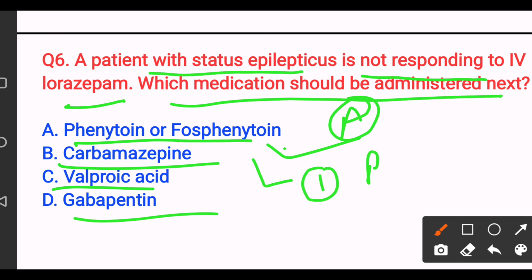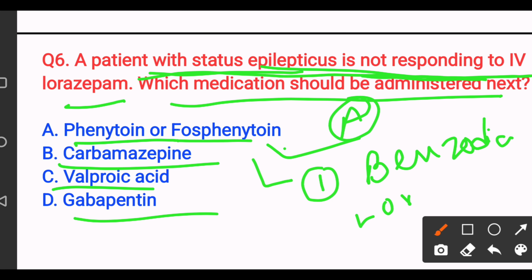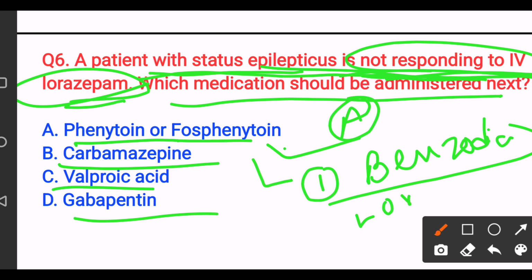In the status epilepticus protocol, first we have to give benzodiazepines like lorazepam and diazepam. When they do not work, then we give the second line, phenytoin or fosphenytoin. Here they already told us the patient is not responding to lorazepam, so there is no response to benzodiazepine. So we will go with the second line drugs, phenytoin or fosphenytoin. So the answer will be option A.